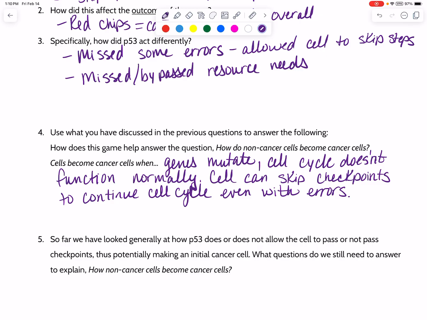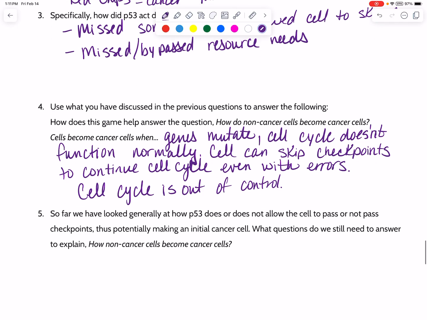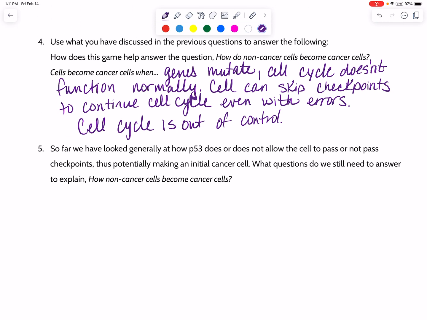Okay. So when we have these P53 errors, that cell cycle kind of gets out of control. So I'm going to put that, actually, let's say cell cycle. Because it did feel a bit chaotic. Okay. What questions do we still need to answer to explain how non-cancer cells become cancer cells?